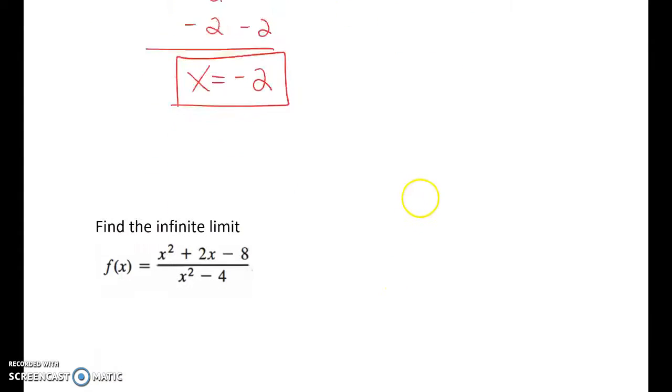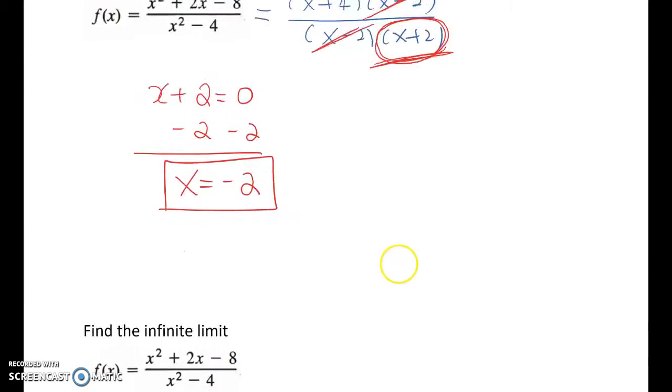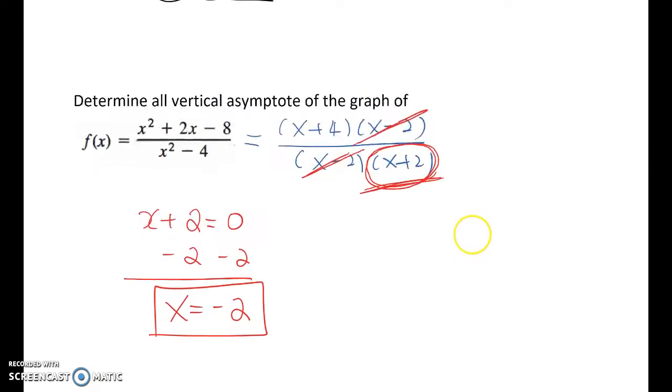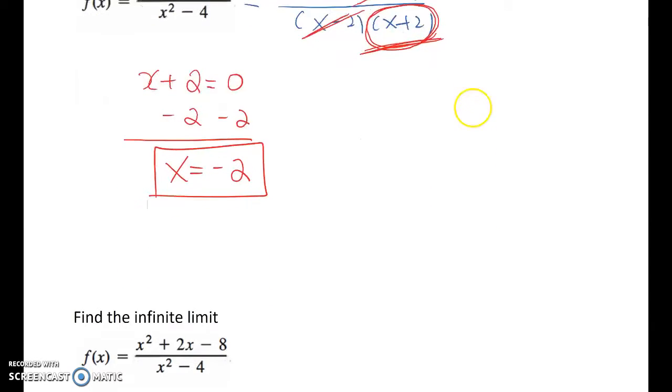Okay, the next question here. Find the infinite limit. Infinite limit is also located at the vertical asymptote. As you know, this function is the same as from here. So where x equals negative 2, the infinite limit will be located anyway, right? Since we can simplify this function to x plus 4 over x plus 2, I will use x plus 4 over x plus 2 and then analyze the infinite limit.